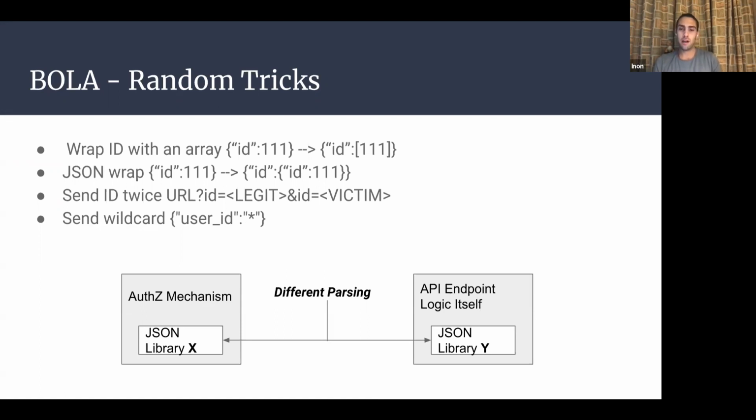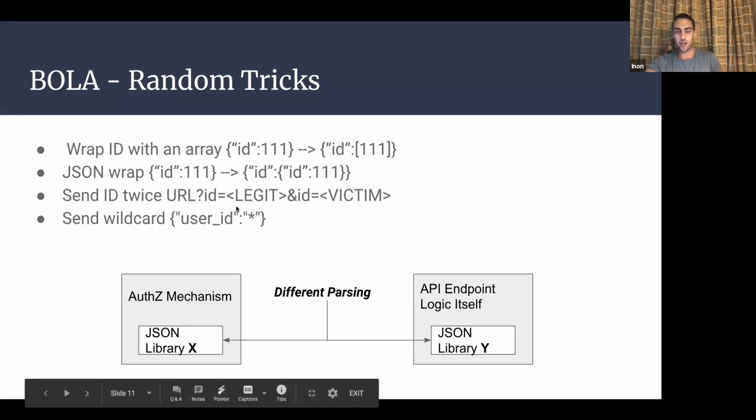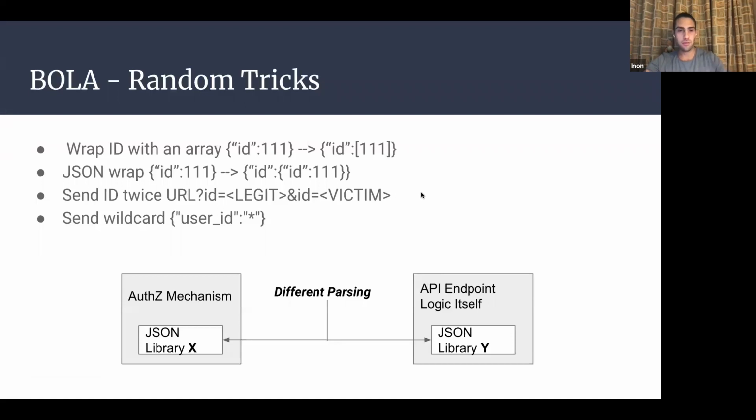And the interesting part is that sometimes those frameworks, like if you compare Node.js and .NET, might use different JSON library parsing or different URL parsing. And the first microservice would take the first ID, and the second microservice would actually take the second ID, just because of the parsing libraries that they use.